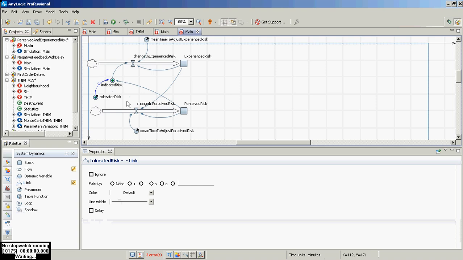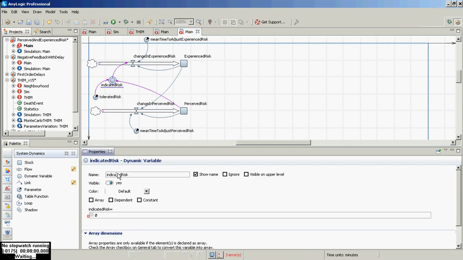So now we're going to have a gap. Let's keep it this way, but let's rename this variable. Excuse me, I'm just thinking the best way to do it, the clearest way. Let's do it actually with this variable, and let's call it excess risk. Okay? Instead of indicated risk, it will be called excess risk. Sorry about that. This is excess risk. So that's kind of the risk that is above our tolerated level. Okay? And we're going to use that to feed into this change in experience risk.